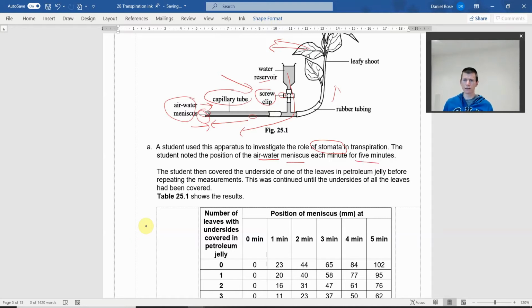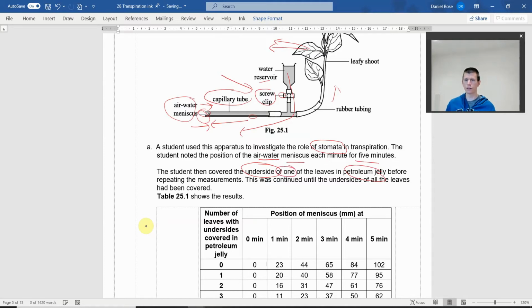The student then covers the underside of one of the leaves in petroleum jelly. Remember, underside, why have they told us the underside? Probably because that's where most stomata are. Petroleum jelly, why that? Well, that stops water being lost through the stomata before repeating the measurements. This was continued until the undersides of all the leaves had been covered.